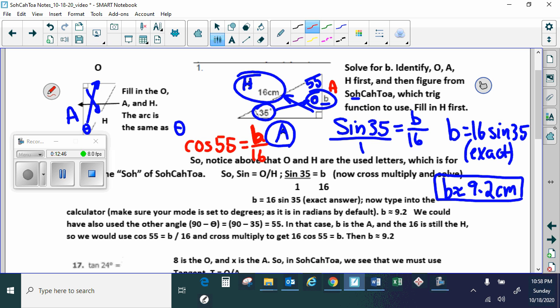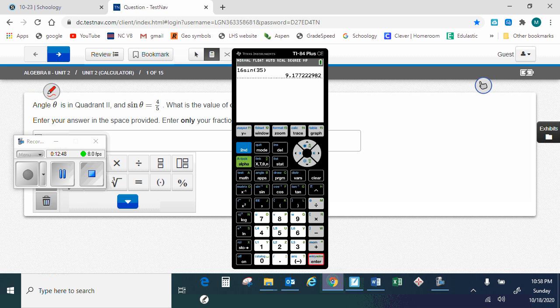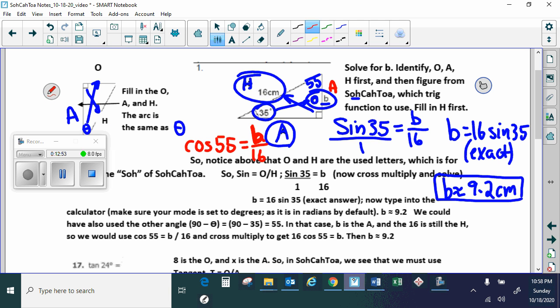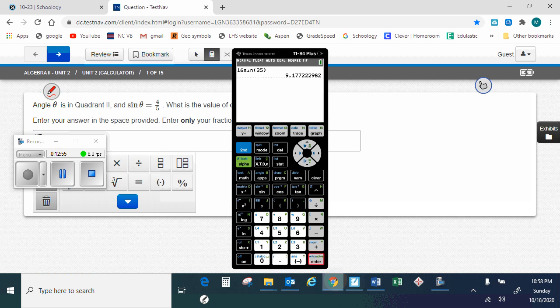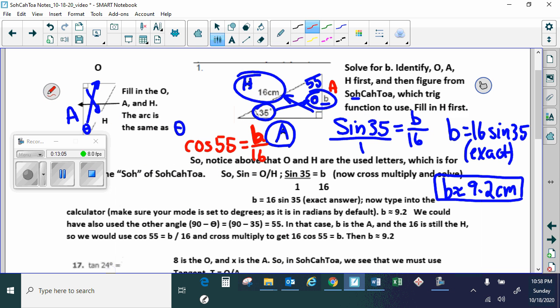So if we go ahead and try that and show that, what were those numbers again? 16 times cosine 55. Notice the exact same answer, 9.2 approximately. So if I know 35, I know the other one's complementary, so that makes it 55. I can use either angle to solve for the variable they're looking for. I just have to make sure if I use a 55, then the adjacent side is the one next to it right there. So it's going to be A over H, which is cosine.